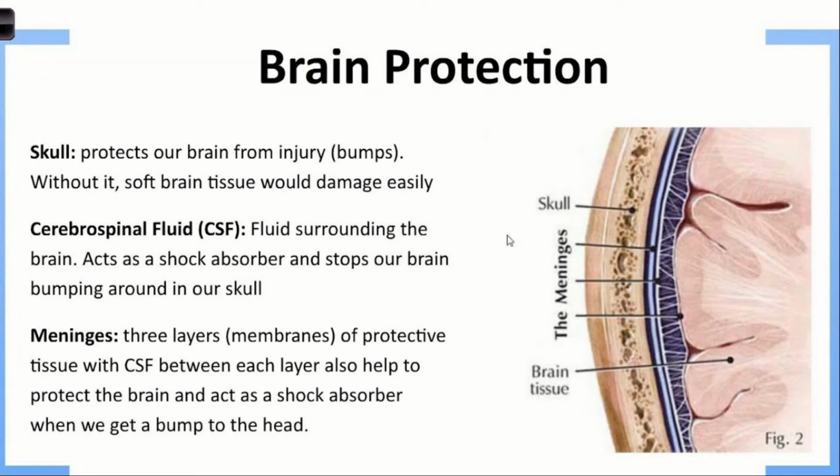Brain protection in detail. First is the skull. It protects our brain from injury or bumps. Without it, soft brain tissue would be damaged easily. Cerebrospinal fluid, in short CSF, is the fluid surrounding the brain. It acts as a shock absorber and stops our brain bumping around in our skull. Next, meninges. The meninges are three-layer membranes of protective tissue with CSF between each layer. They also help to protect the brain and act as a shock absorber when we get a bump to the head.